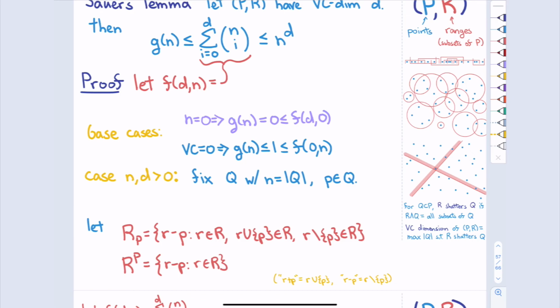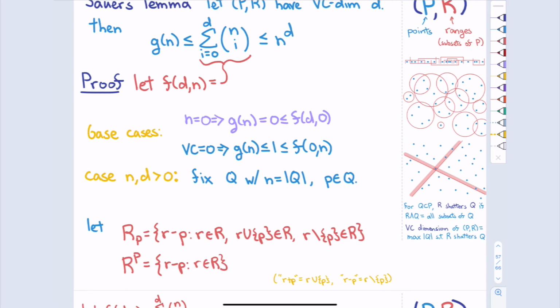Let's fix a point set Q with n points, where n is bigger than 0, and fix any point P in that set Q. At some level, I'm going to do an induction where I imagine removing P. Now, I can take all the ranges and divide them into 2 sets.